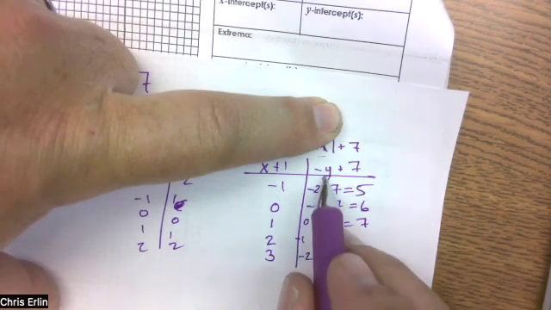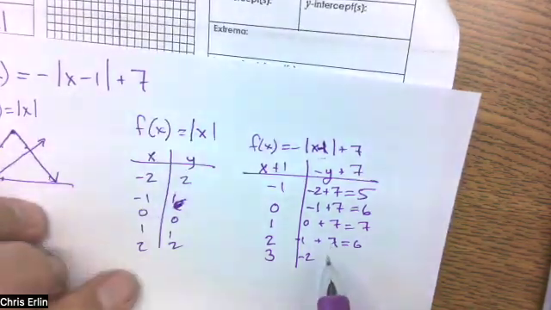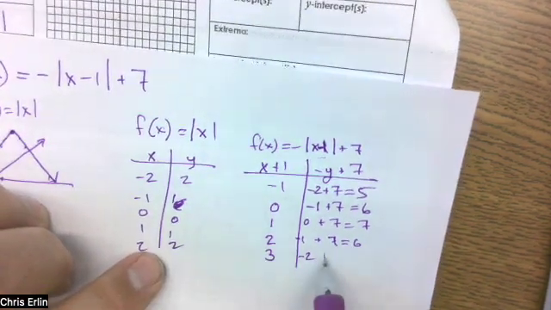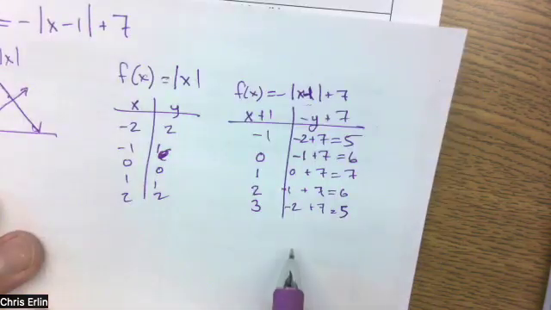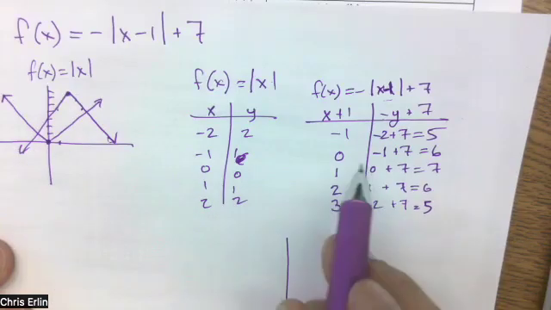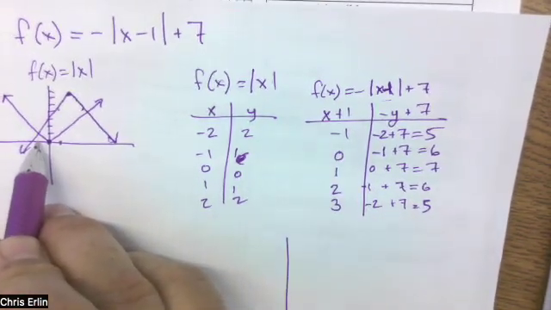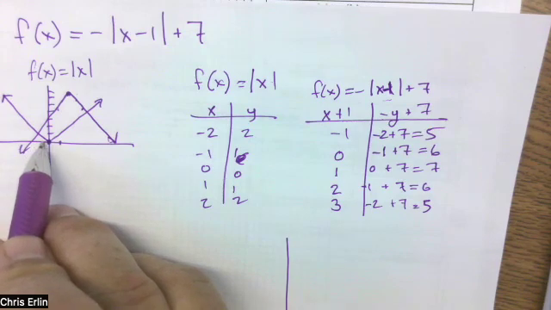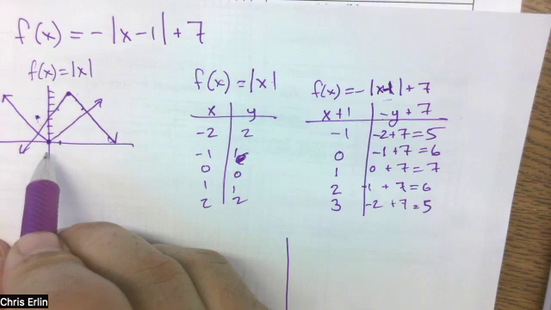-2 plus, hold on. Yeah, that's right. -2 plus 7 makes 5. And now I can plot those. We can actually use the same graph here. When I have a new x value of -1, my y value is 5. So that's why my graph was off, because it's supposed to be up here.